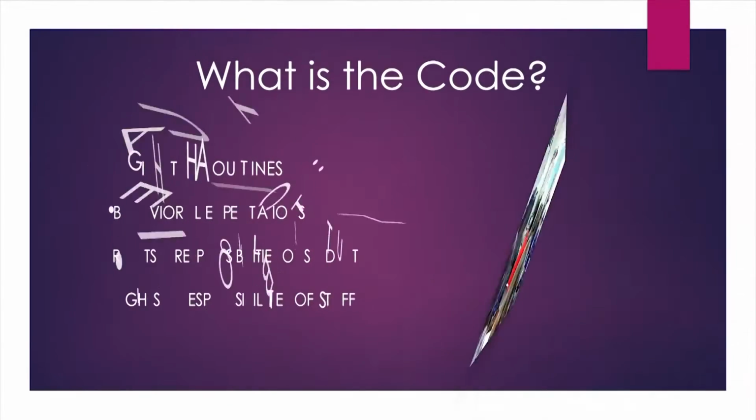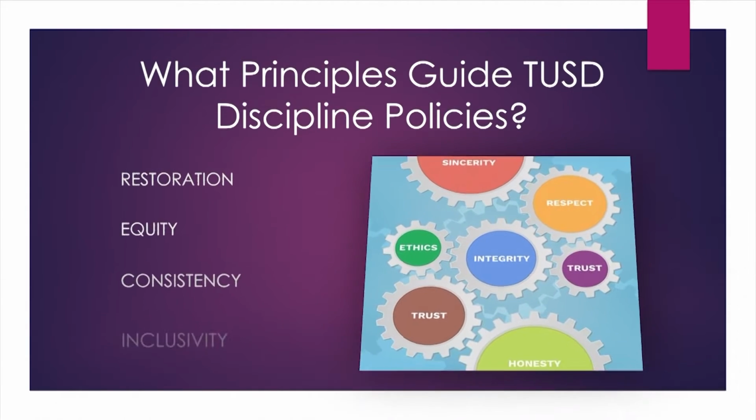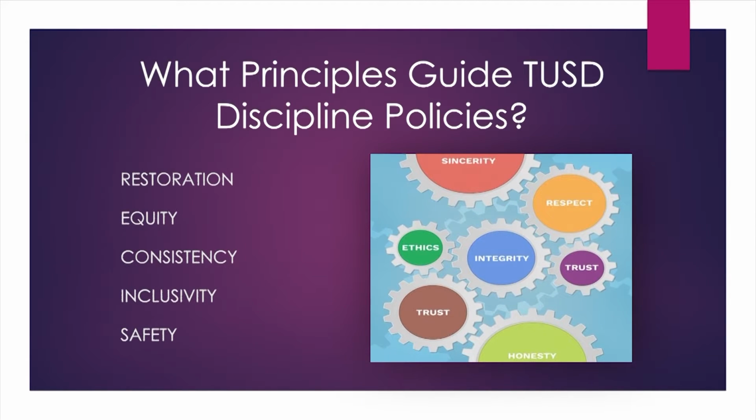What is the code? The Code of Conduct is a guide that outlines behavioral expectations, rights and responsibilities of students, and the rights and responsibilities of staff. What principles guide TUSD discipline policies? The principles that guide disciplinary decisions in TUSD are restoration, equity, consistency, and inclusivity. However, none of these principles prevent school personnel from protecting campus safety.